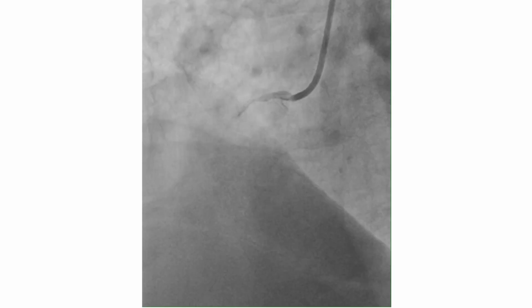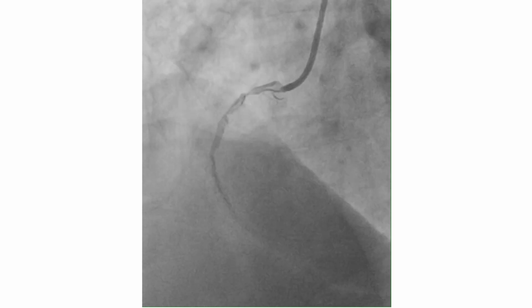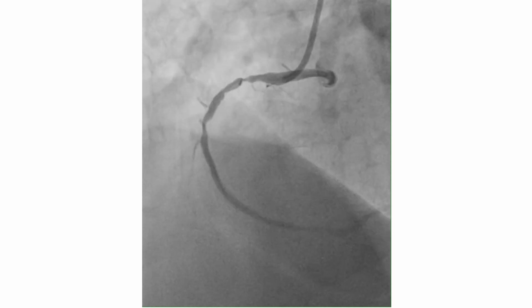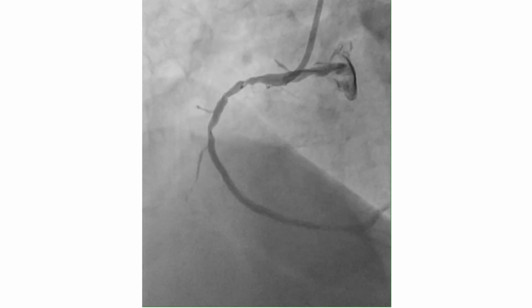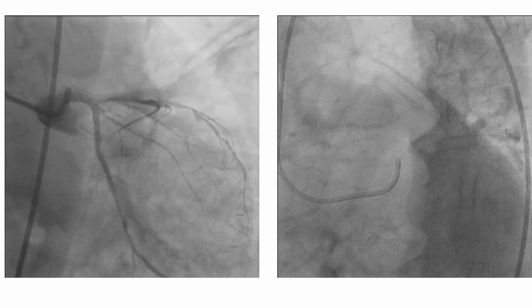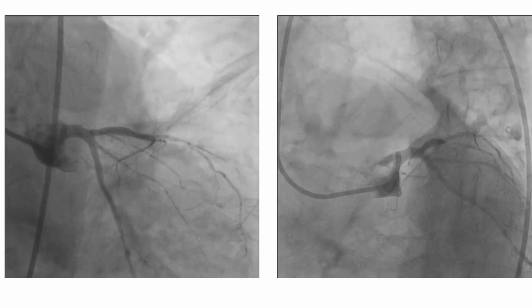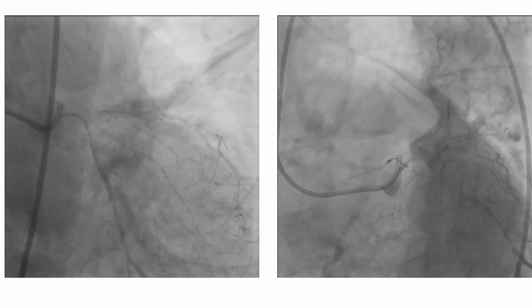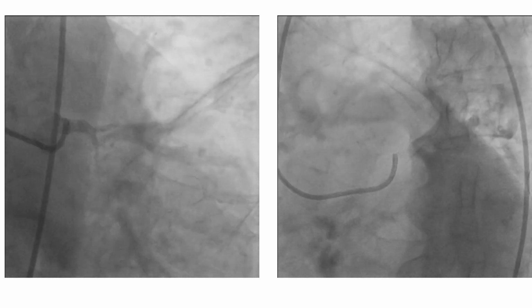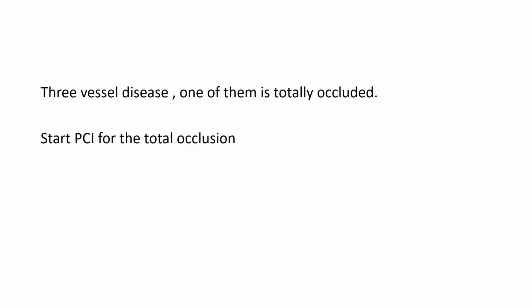This is the right coronary artery in LAO projection, which shows multiple lesions at the mid part with a distal critical lesion. For the left system, there is a critical lesion in the distal left circumflex, and the LAD has a mid to distal total occlusion, which will be shown in the cranial view in a minute. So basically, the patient has 3-vessel disease. One of them is totally occluded.